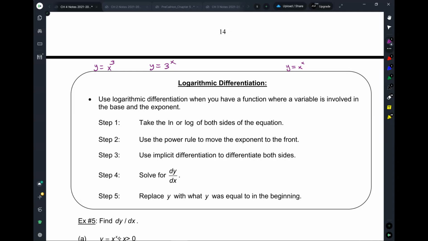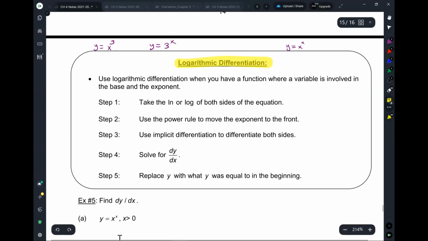The process by which we can take a derivative of something like this is called logarithmic differentiation. We use it when you have a function where there is a variable in the base and the exponent.